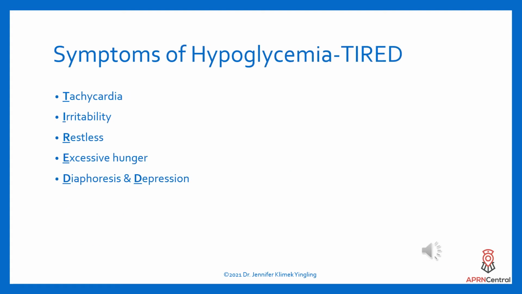What goes up also can go down, and it's important that we are aware as clinicians what the symptoms of hypoglycemia are, and we also need to educate our patients. So first thing, tachycardia. These patients can have irritability, restlessness, excessive hunger, diaphoresis, and depression. If you have somebody with an acute mental status change, the first thing you need to think about is getting a point of care blood glucose, because hypoglycemia can cause mental status changes in our elderly especially.